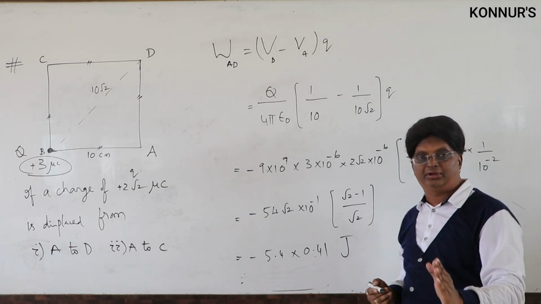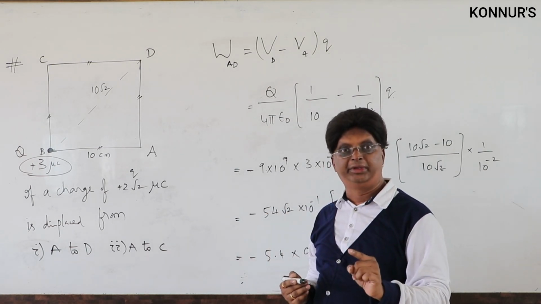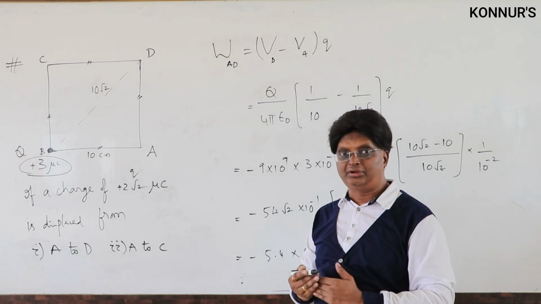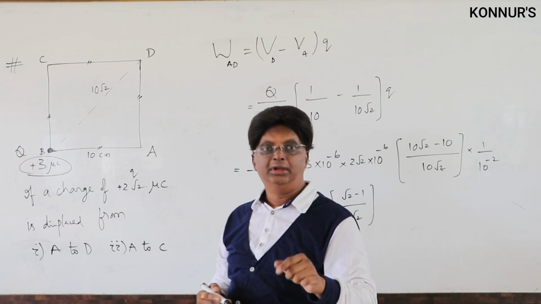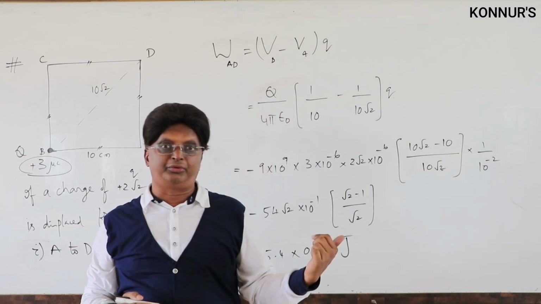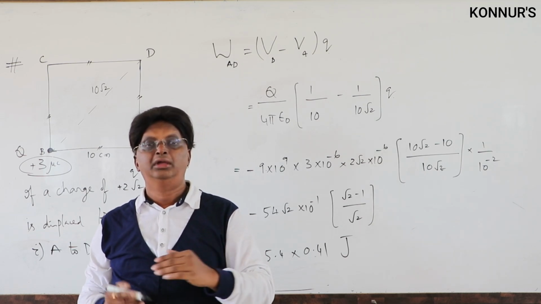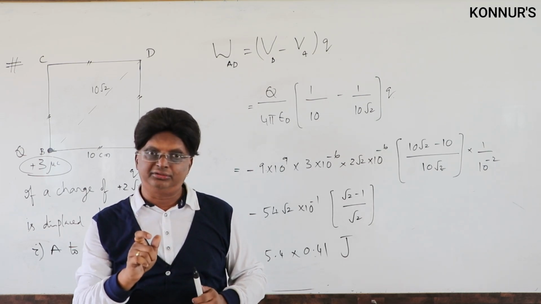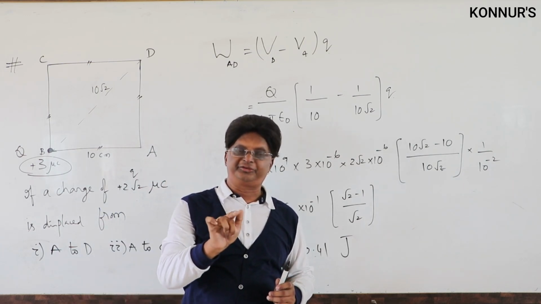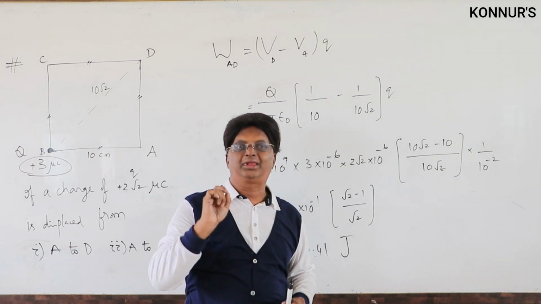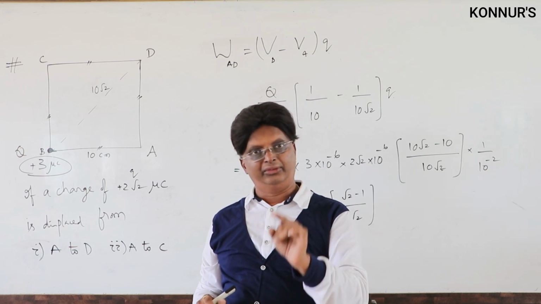For a positive charge, the natural direction is from higher potential to lower potential. In such cases, work will be positive. Lower potential to higher potential, for a positive charge displacement, work will be negative. Similarly, for a negative charge, the natural direction is from lower potential to higher potential. In such a displacement, work is positive. Whereas for a negative charge displaced from higher potential to lower potential, work will be negative.